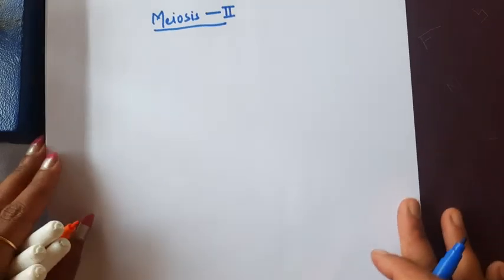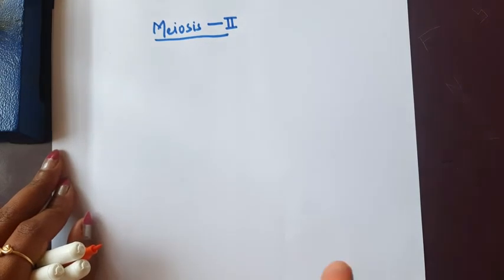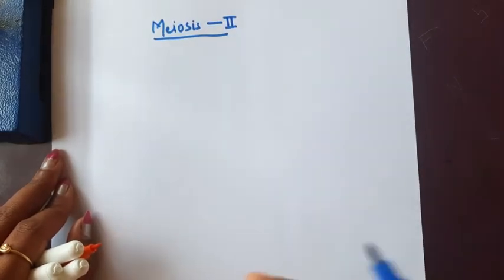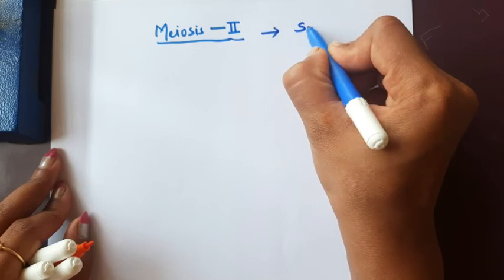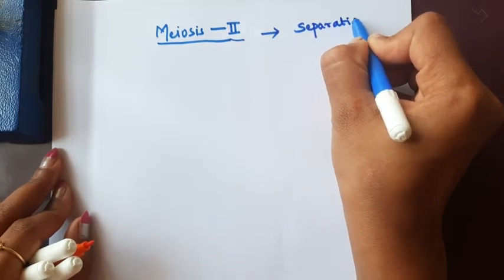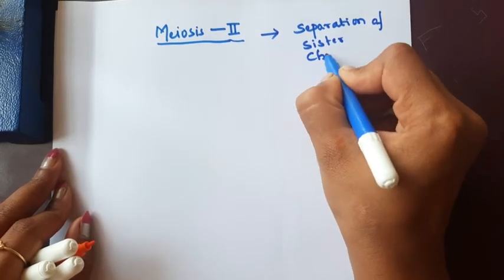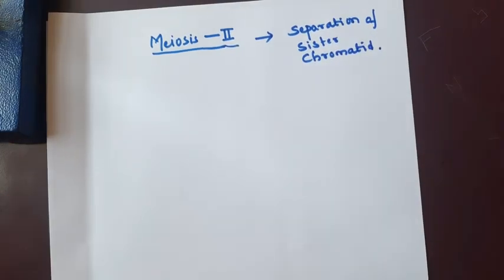We already completed the mitosis division. Here you can see that in case of meiosis, in meiosis 1, there is a separation of homologous chromosomes. Here in case of meiosis 2, there is a separation of sister chromatids. Okay. Sister chromatids get separated during meiosis second.